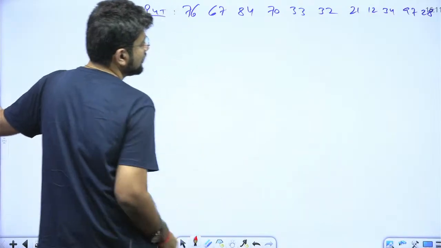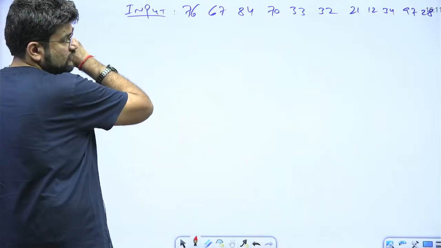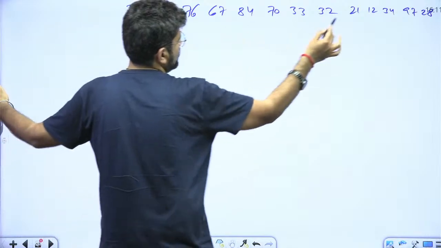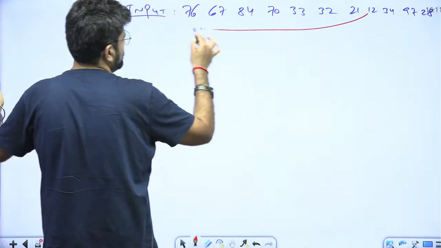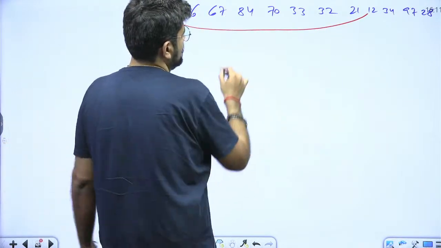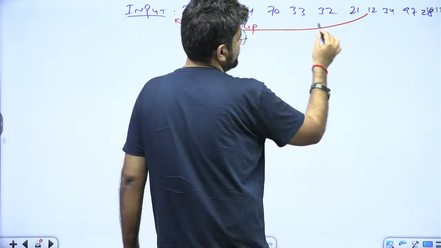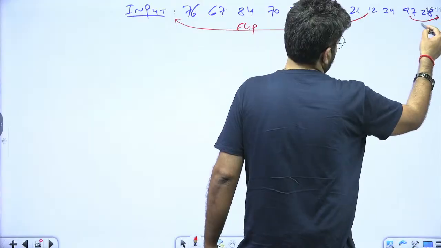Okay. Now the smallest number. What is the smallest number? Smallest number is 12. So in step 1, what is going to happen is this 12 is going to come here. It's going to come in the front and it's going to be flipped. So I'll write it here, flip. And the largest number is 97. So this 97 will go at the back end. This will flip.